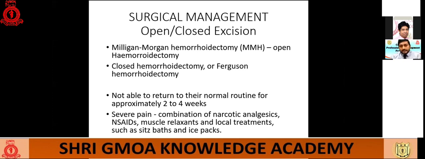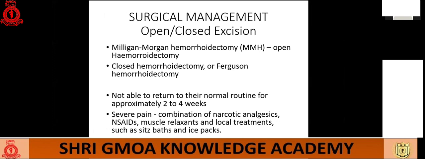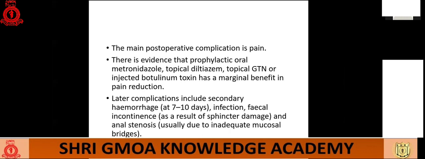Then a bit about surgical management. There are 2 techniques, called open and closed hemorrhoidectomy. There's not a major difference, it's a very minute difference. In the UK, they do Milligan-Morgan hemorrhoidectomy, which is open hemorrhoidectomy, where you remove the hemorrhoid complexes, leaving intervening mucosal bridges. But in closed hemorrhoidectomy or Ferguson hemorrhoidectomy, which is more popular in the US, after resecting the hemorrhoidal complexes, they suture the mucosa to the anal skin. The importance of closed hemorrhoidectomy is that healing is quicker and the pain is less.